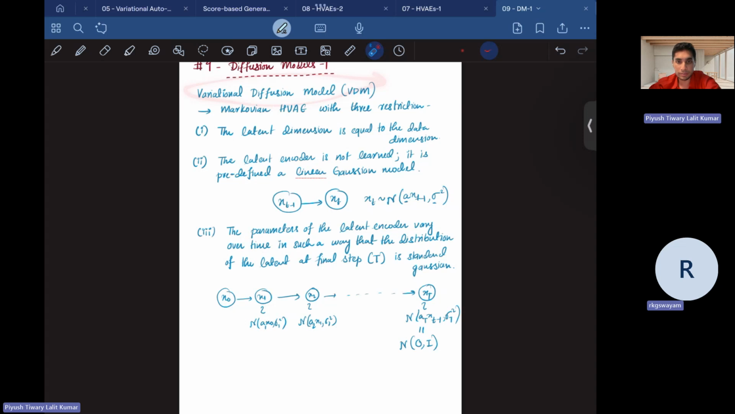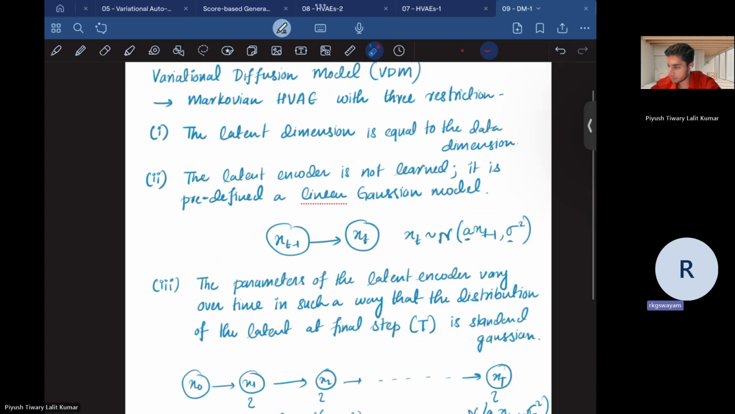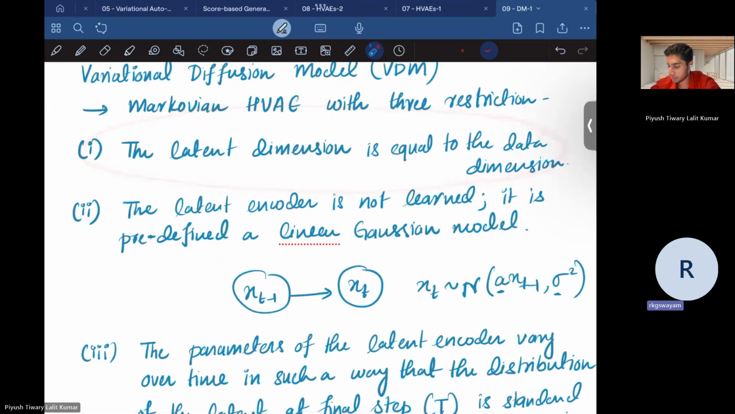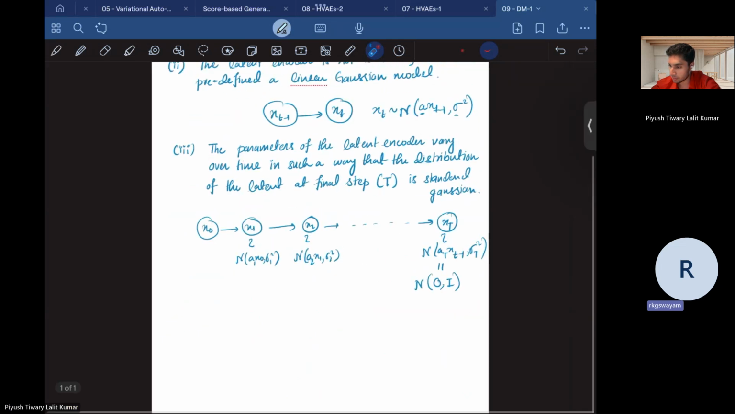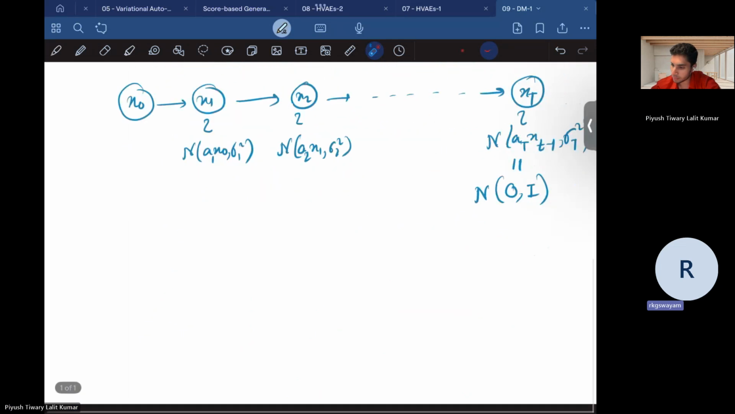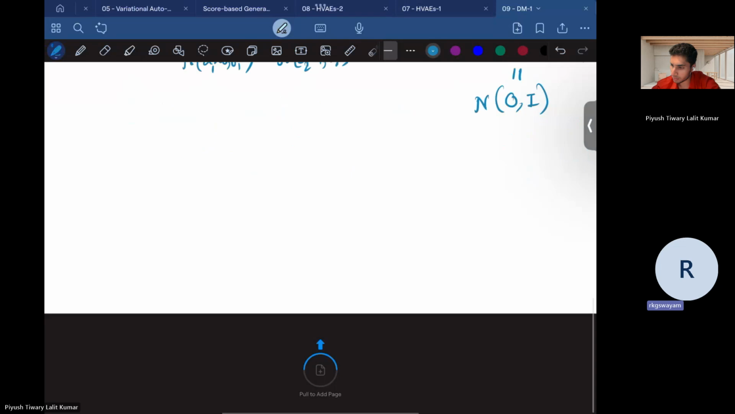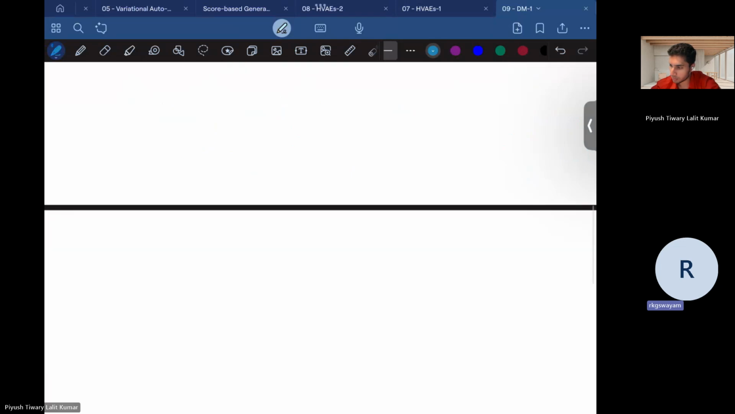Any questions here? Yeah, I could not understand the first and the third condition. In the first condition, what does it mean to have the latent dimension equal to the data dimension? Does this mean that we would be having that many latent variables, depending upon the dimension of the data?